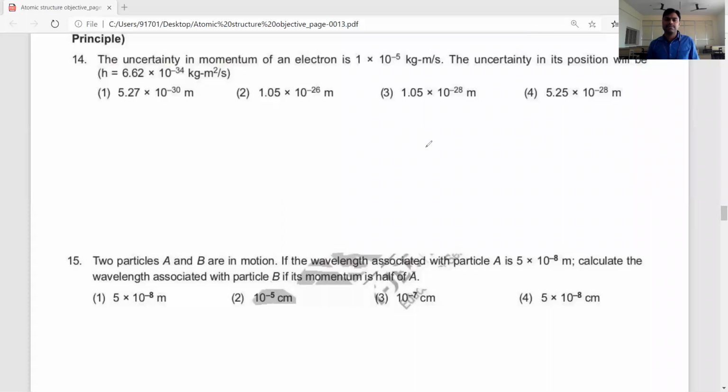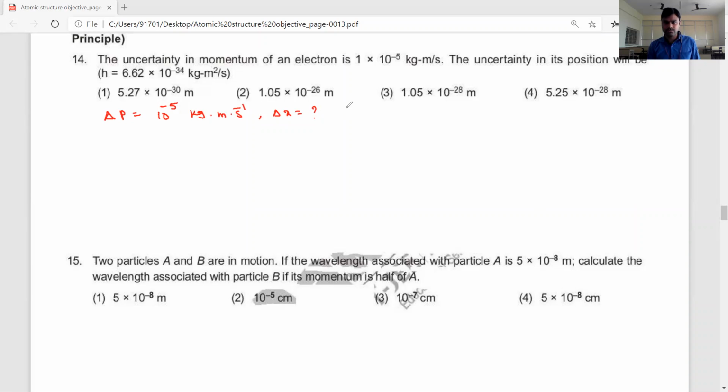See Heisenberg uncertainty principle. The uncertainty in the momentum of electron, delta p value they give. Uncertainty in the momentum delta p. How much they give ma? Delta p is equal to 10 to the power of minus 5 kg meter second inverse. Delta p value they give. So what we have to find out? Uncertainty in the position. Delta x value we need to calculate.